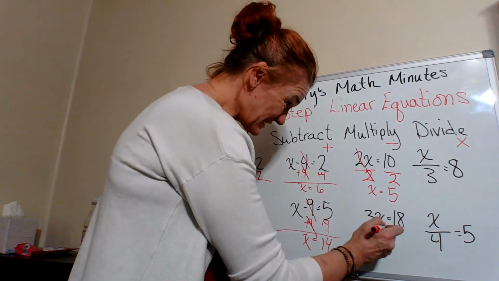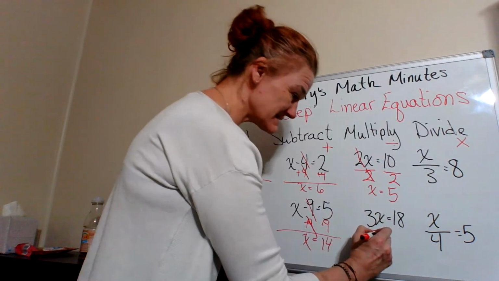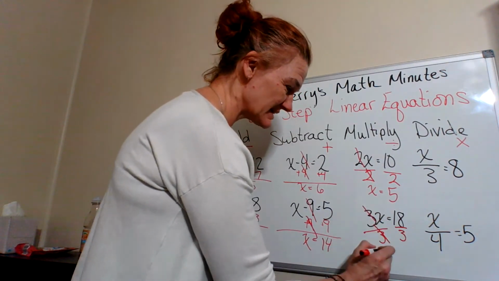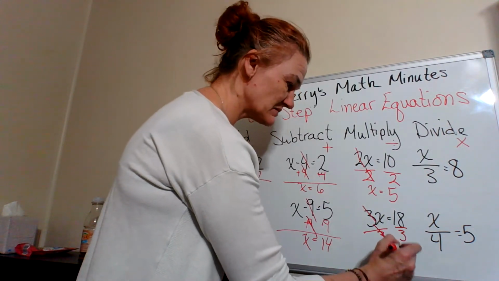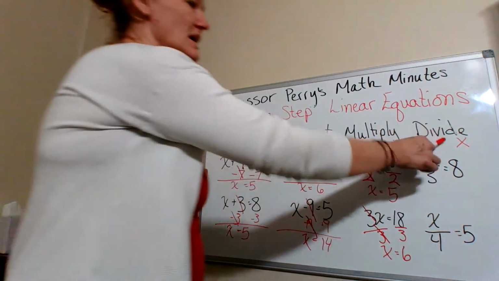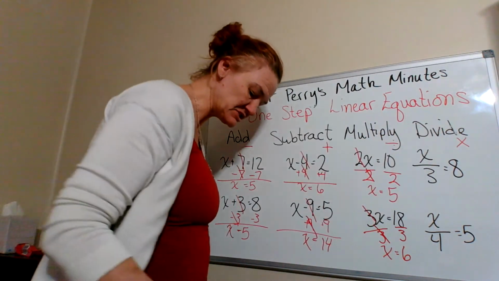Okay. So this is times 3. I'm going to divide both sides by 3. That cancels, leaving the x by itself. 18 divided by 3 is 6. So, divide. Same thing. Easy cheese by now, right?